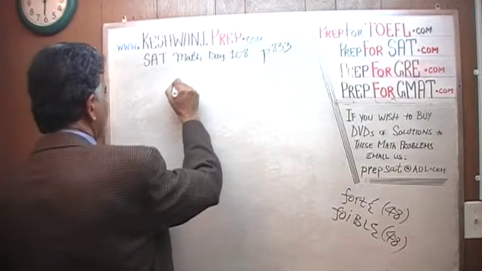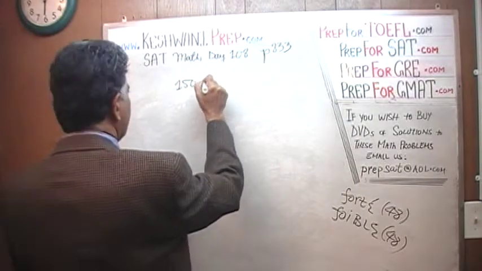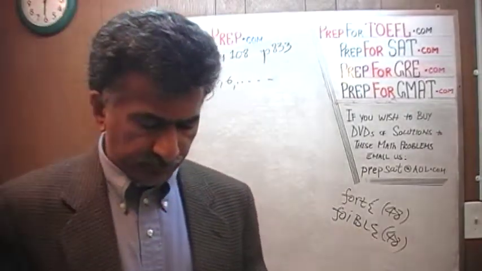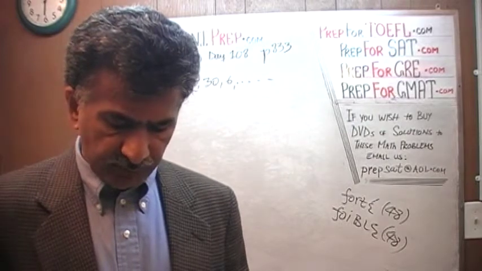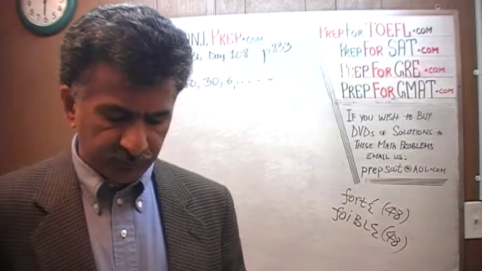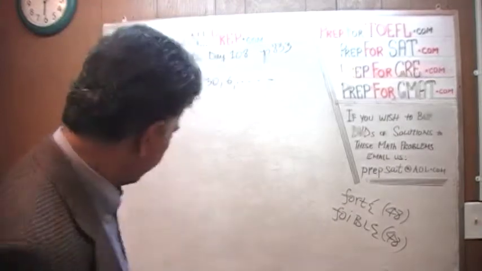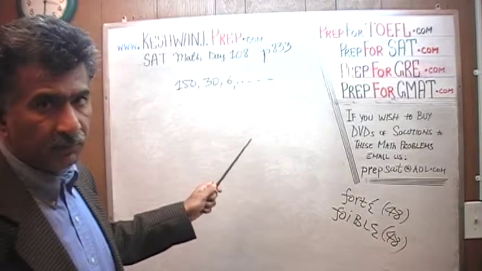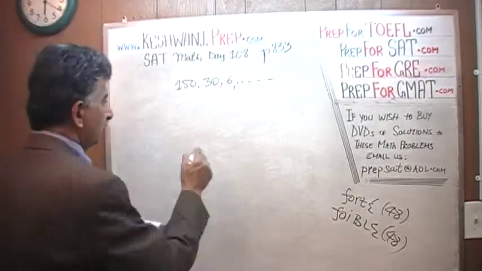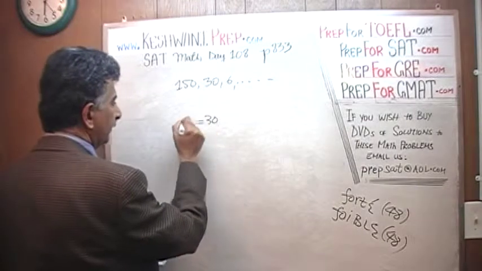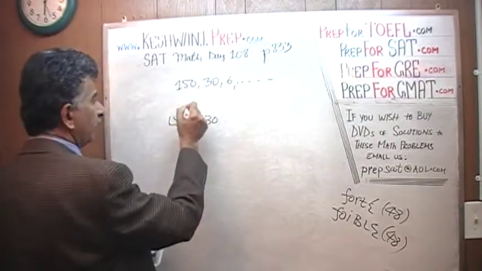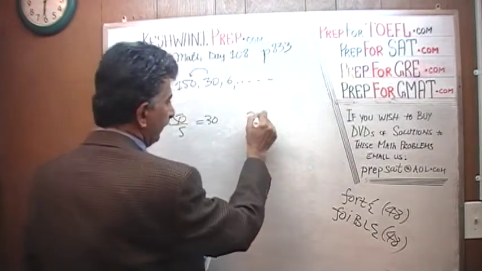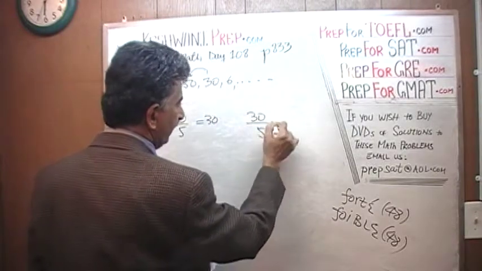We're given a series of numbers here, 150, 30, 6, and so forth. And the question reads, in the sequence above, each term after the first term is 1/5 of the term preceding it. Let's verify that. For example, 30 is 1/5 of the term preceding it. The term preceding it is 150. If you take 1/5 of 150, that's 30, and then the next term is going to be 1/5 of 30, which is 6.